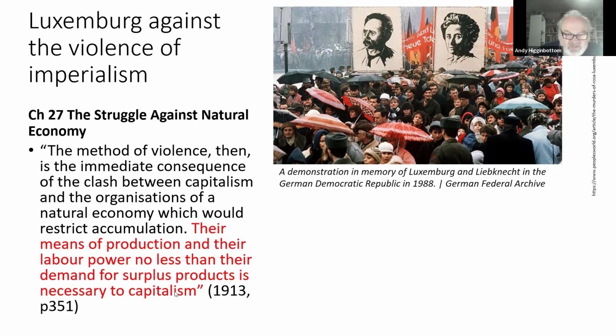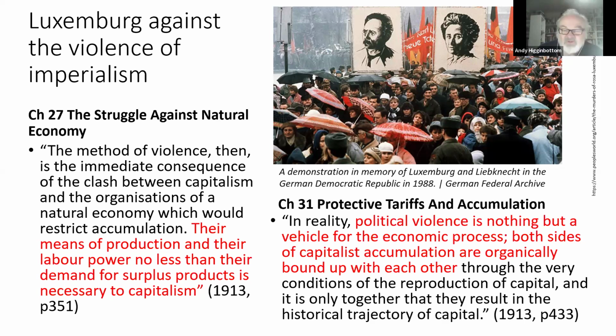The issue with Luxemburg is just her theoretical explanation for it; the intention was absolutely right. But what we looked at is that she explains the need for capital to expand into non-capitalist economies and societies. But she's also aware, and this is what I've highlighted here, that it's not only the need for capitalism to export commodities or surplus products into non-capitalist societies, but also the means of production and labor power that are part of the imperialist relationship. The critique of Luxemburg is she doesn't really explain that, but she's very aware of it and very opposed to it.